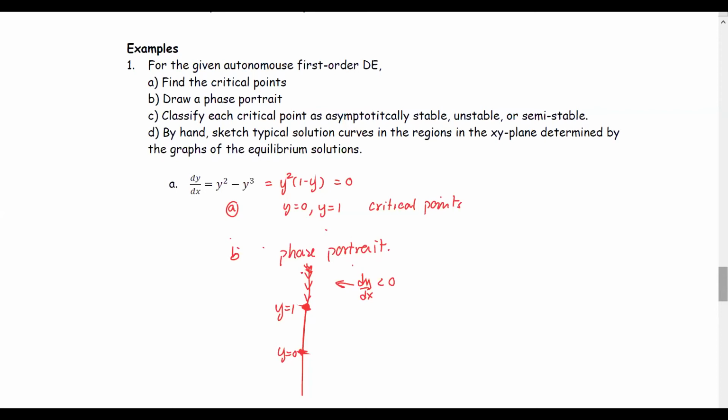For the value of y between 0 and 1, the slope, or dy/dx, will be positive. We use the arrow up to represent the increasing solution. And then the last interval, where y is less than 0. If y is less than 0, the slope will remain positive. We use the arrow up to represent the increasing solution.